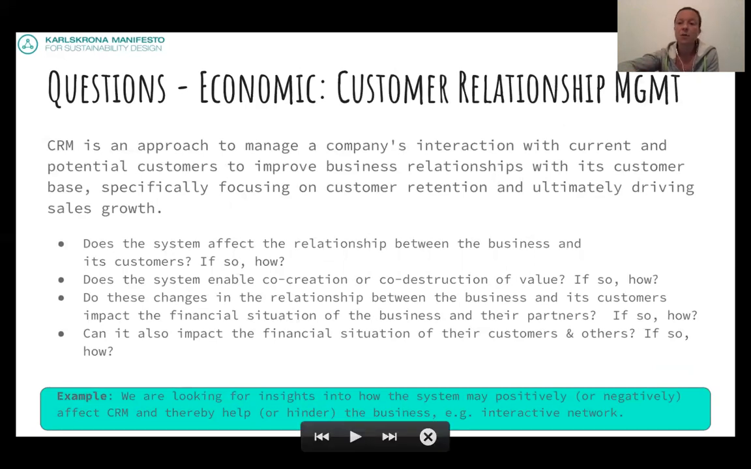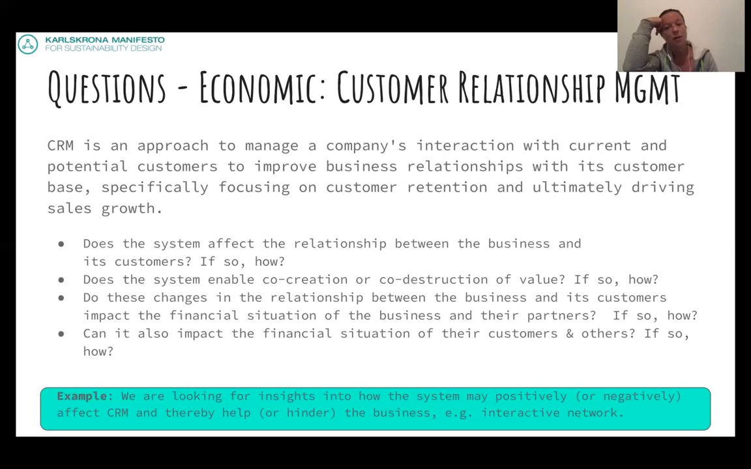After that, customer relationship management. So that's an approach to manage a company's interaction with its current and potential customers to improve business relationships with its customer base, specifically focusing on customer retention and ultimately driving sales growth. Does the system affect the relationship between the business and its customers? If so, how? Does the system enable co-creation or co-destruction of value?